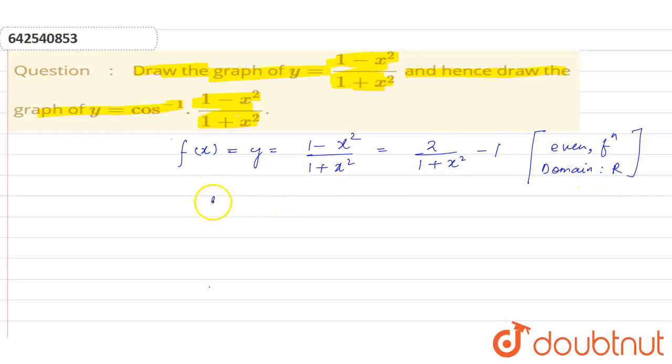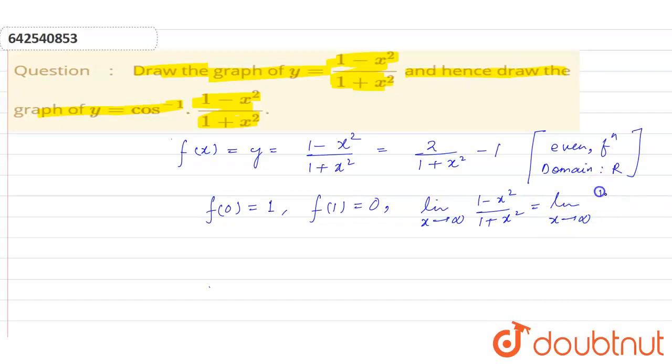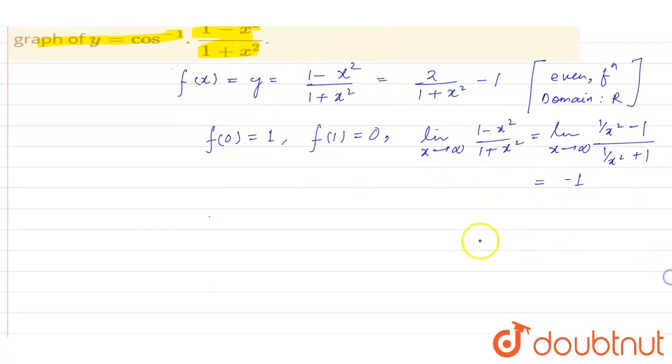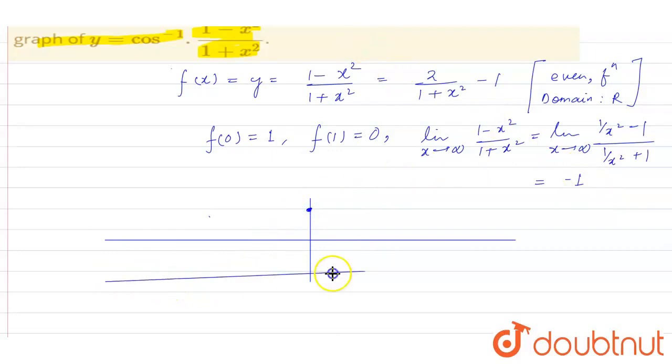Now if we observe f of 0, clearly we are getting 1, f of 1 we are getting clearly 0. Now limit of x approaches infinity, (1 minus x square) divided by (1 plus x square), is equal to limit of x approaches infinity, (1 by x square minus 1) divided by (1 by x square plus 1), which clearly gives minus 1. So if we observe the graph, at x is equal to 0 we are getting 1. Now at x is equal to infinity we are getting minus 1. So we'll draw the line y is equal to minus 1 here.